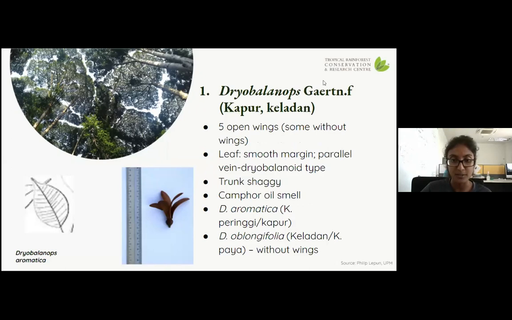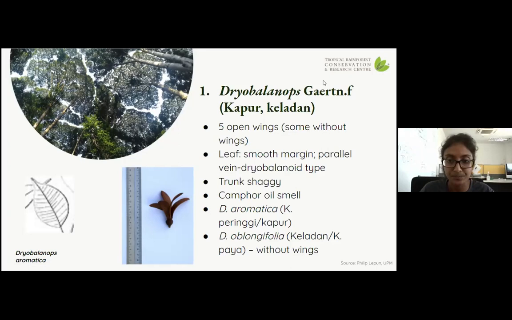If you look at the photo at the top, you can see the crown of Dryobalanops aromatica. So you can see the gaps between the canopy of different trees. This is because there is this phenomenon known as crown shyness that these trees do. When the neighboring branches touch each other, there will be friction, and then the branches will drop off. That is why there is always a gap between different trees in the canopy.